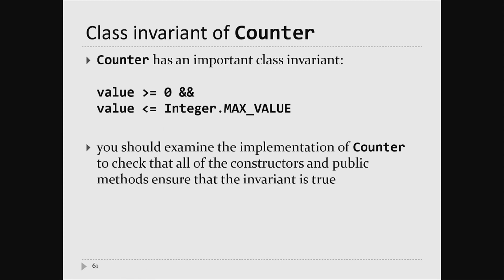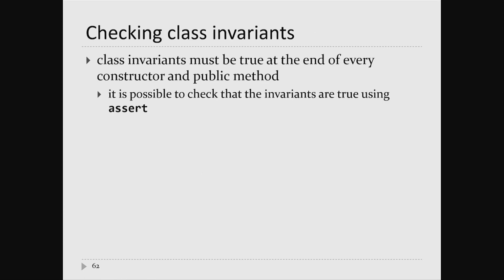Now, if you actually go and look at the implementation of the counter class that I showed you, and you look at all the constructors and all the public methods, you can convince yourself that, in fact, this thing here is always true. As soon as that's not true, your objects no longer behave the way they're supposed to behave. So a class invariant has to be true at the end of every constructor and at the end of every public method. If you have a private method, a method that no one else can call, the invariant doesn't necessarily have to be true after the private method runs, right?